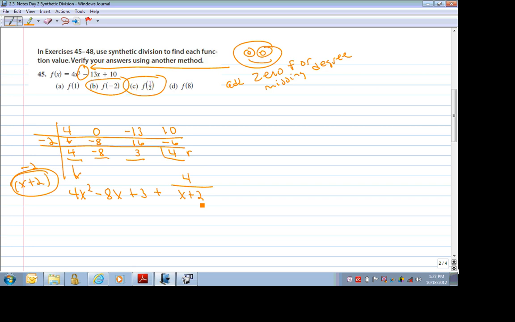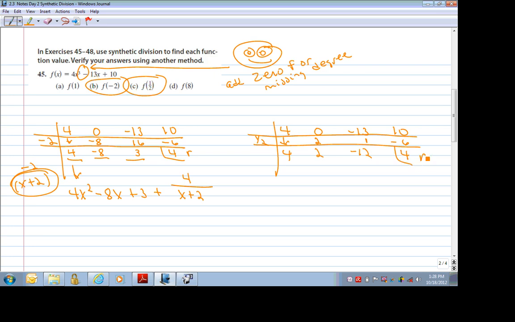Okay, let's go ahead and look at C. We've got the same setup. We have 4, 0, negative 13, and 10. And we're going to synthetically divide this time by 1/2. Don't fear fractions. Remember, do not fear the fraction. We're going to bring down our 4. Half of 4 would be 2. We add 2 and 0, that would be 2. Half of 2 would be 1. Negative 13 and positive 1 is negative 12. Half of negative 12 would be negative 6. Negative 6 and 10 again is 4.